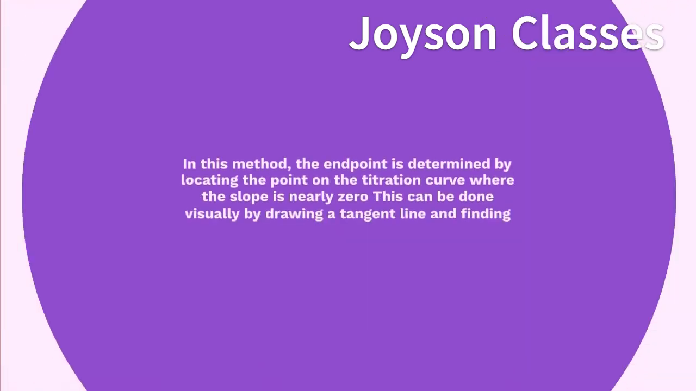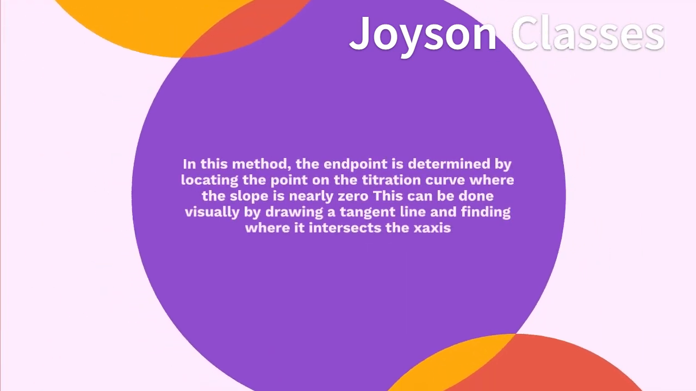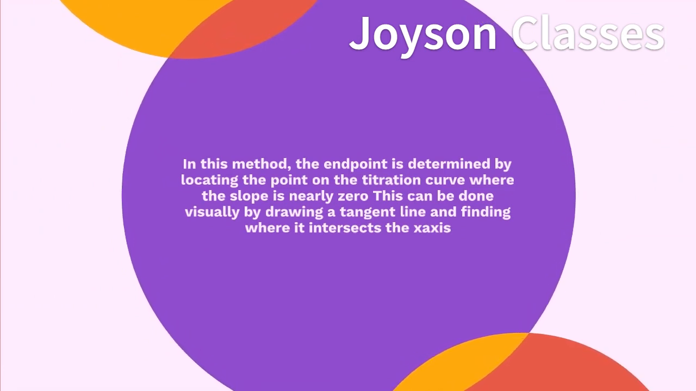6. Zero slope method. In this method, the endpoint is determined by locating the point on the titration curve where the slope is nearly zero. This can be done visually by drawing a tangent line and finding where it intersects the axis.